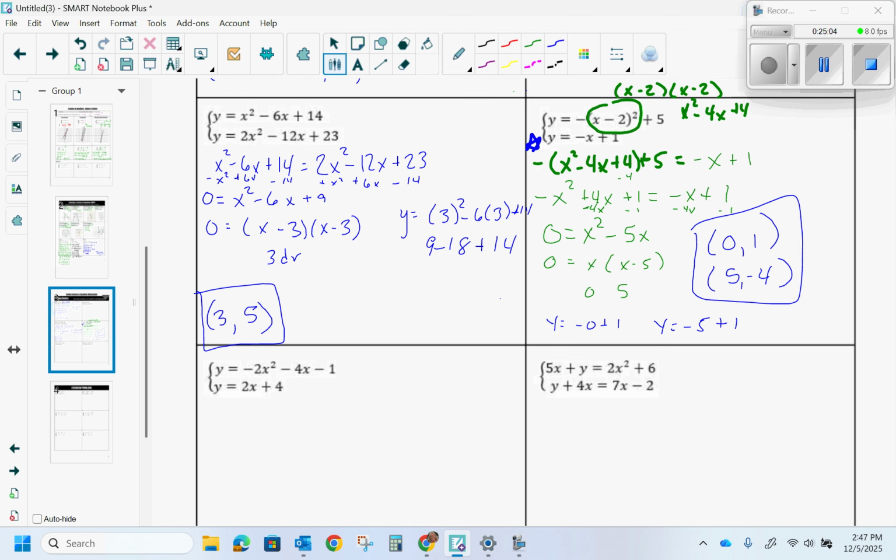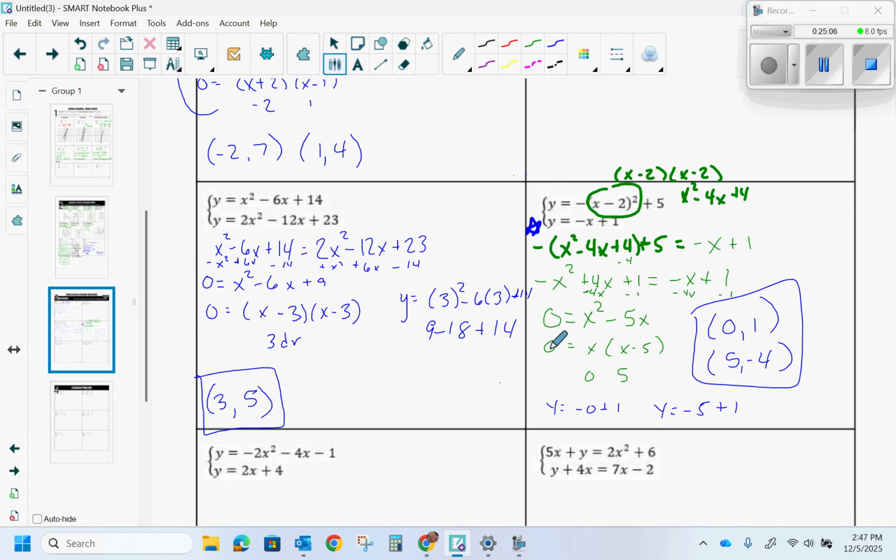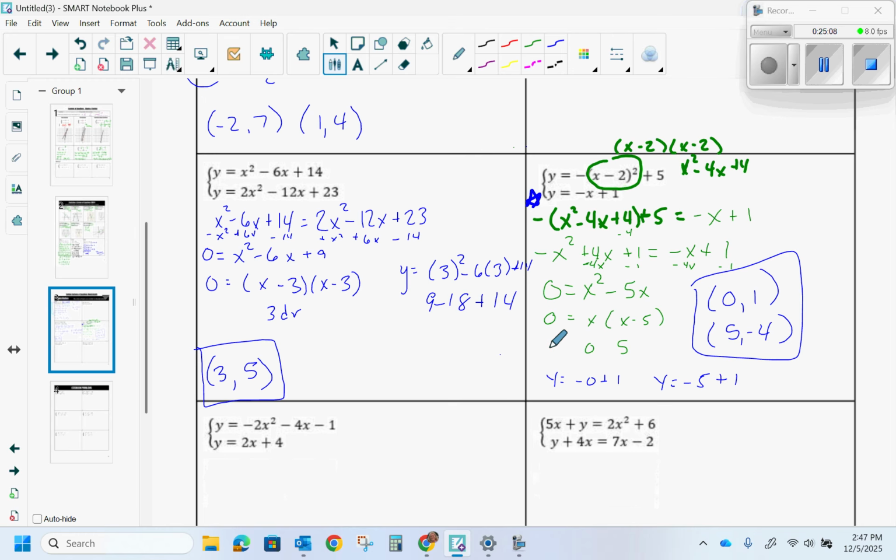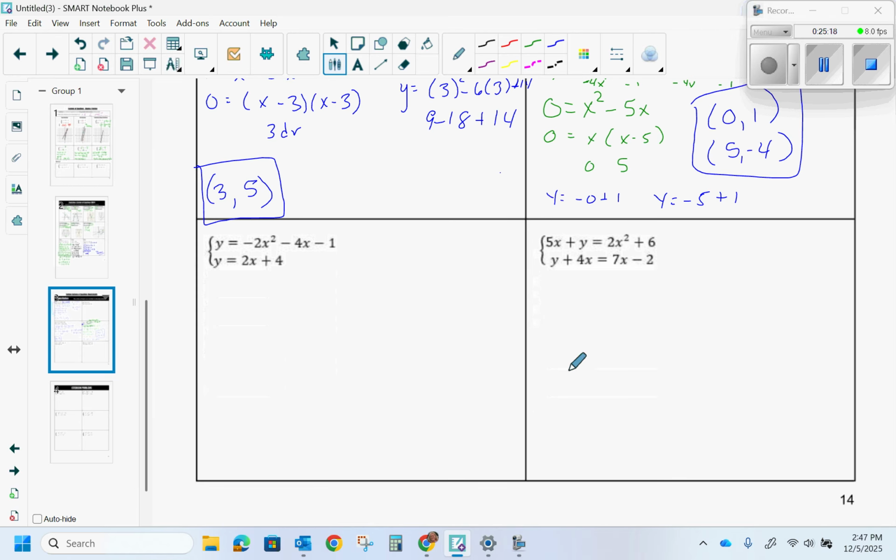Okay, I will have the key posted for you, but I think that's all I really wanted to show you here. You do have some special, oh no, I think, let's see here. I can do this last one for you. We can do the last one. This one will be a special one. All right, let's set it equal to each other.